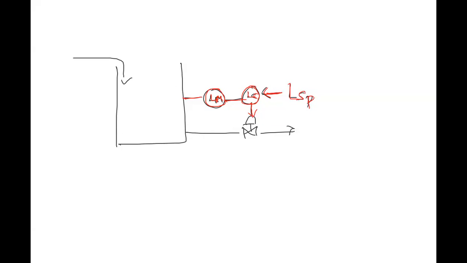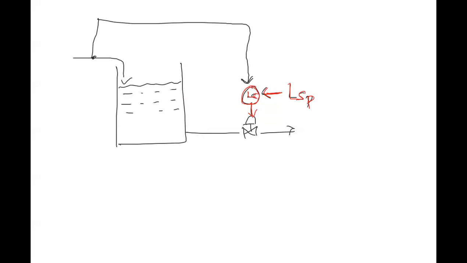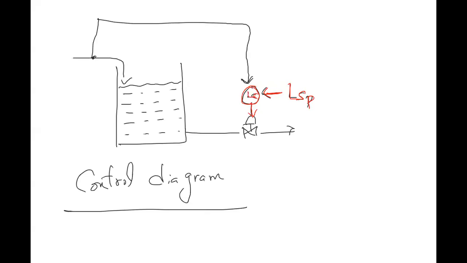Now, sorry, this is feedback control. What is feed forward control? We measure the set point. This is what is feed forward control. Can you draw the control diagram for this one? Try to draw. We have drawn it for feedback.